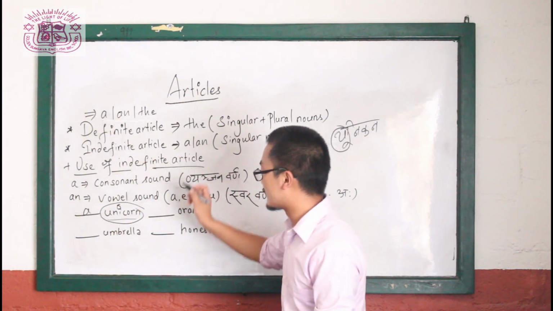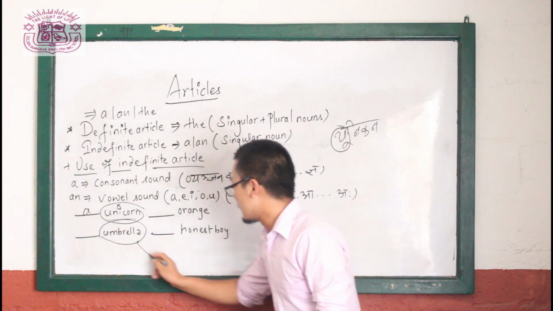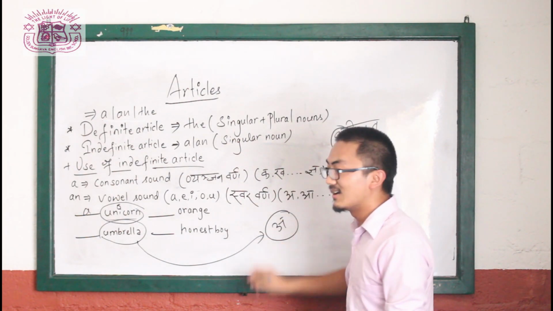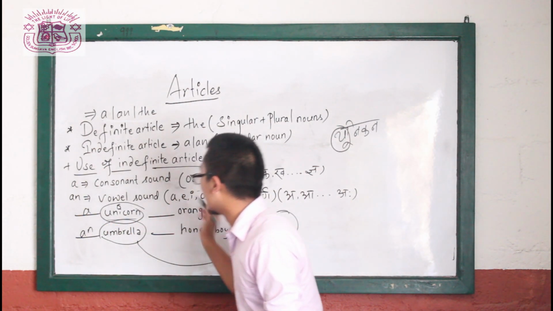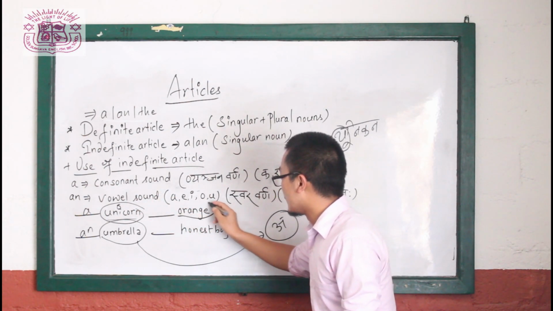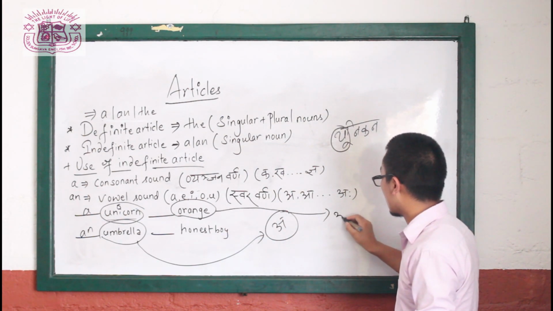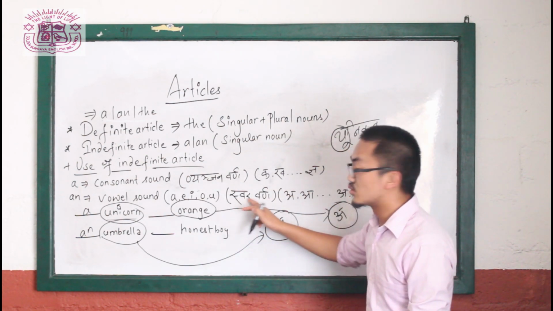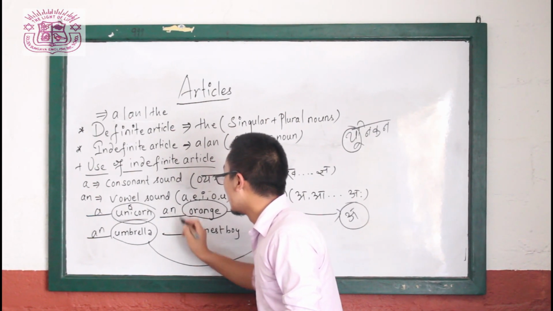Similarly, let's see the next word, umbrella, starting with u. When you pronounce this word, what comes first? Umbrella. So here you have to keep an. Umbrella belongs to a vowel sound. Similarly, you can see here the word orange. While you pronounce it, a vowel sound comes at first, which belongs to the Swor Varna. So that's why you have to keep here an orange.